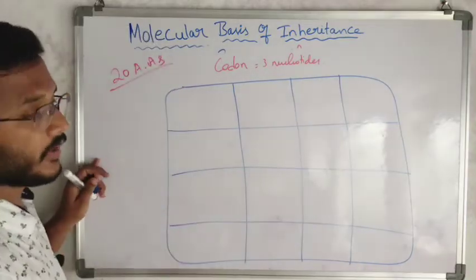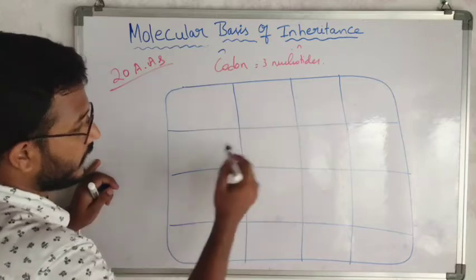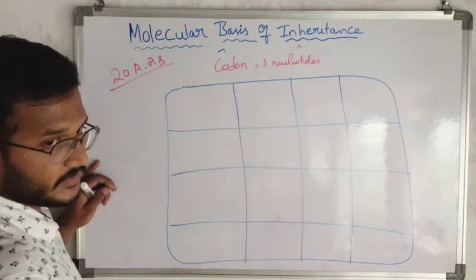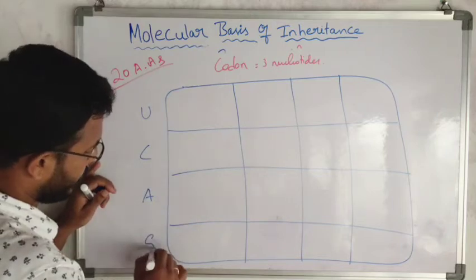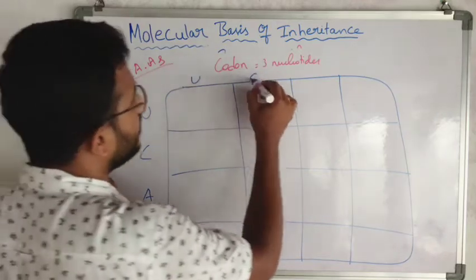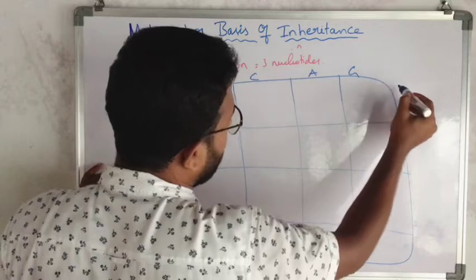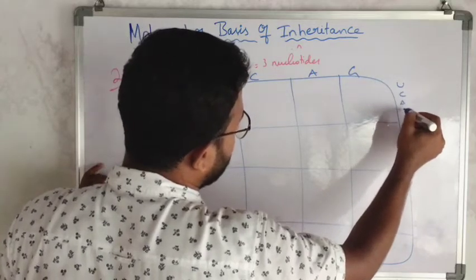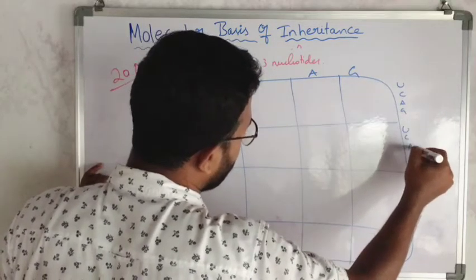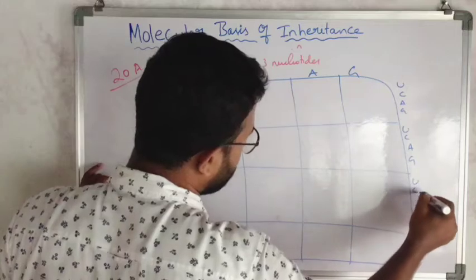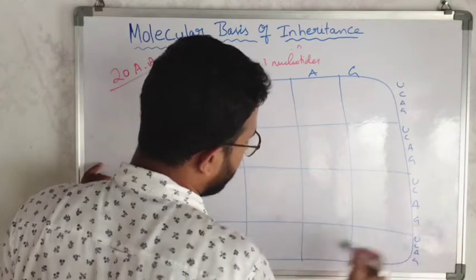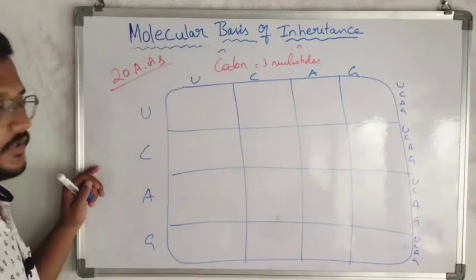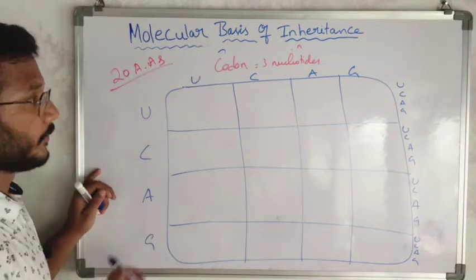See, this is a table: 1, 2, 3, 4, 5, 6, 7, 8, like that, 16. U, C, A, G. U, C, A, G. U, C, A, G. Like this. Now, how will each and every codon be formed?